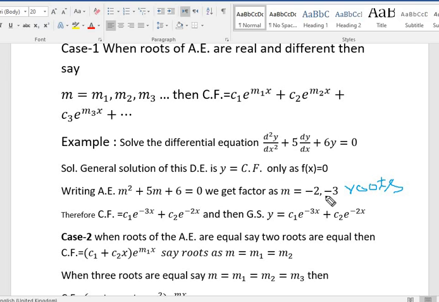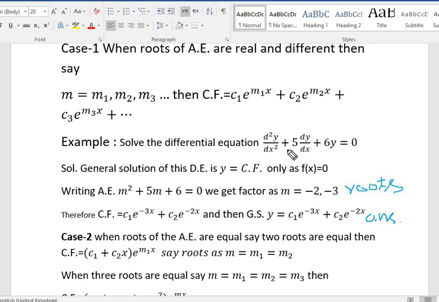Say m1, m2, m3. This you can say is m1, and then this is m2. If the roots of the auxiliary equation are different, say m1 equal to minus 2 and m2 equal to minus 3, then the complementary function is c1 e^(-3x) plus c2 e^(-2x). Then the general solution is y equal to the complementary function, that means c1 e^(-3x) plus c2 e^(-2x). This is your answer to that question.